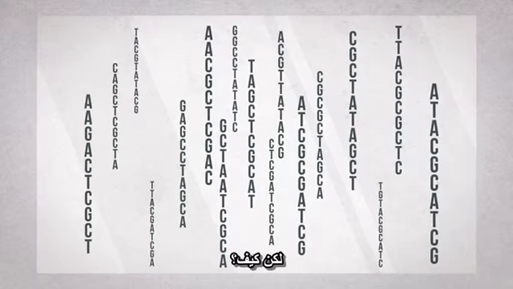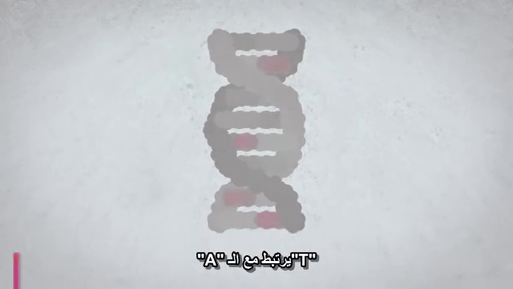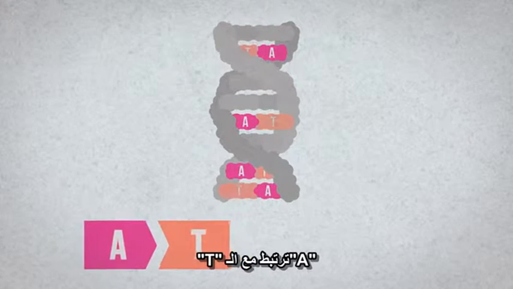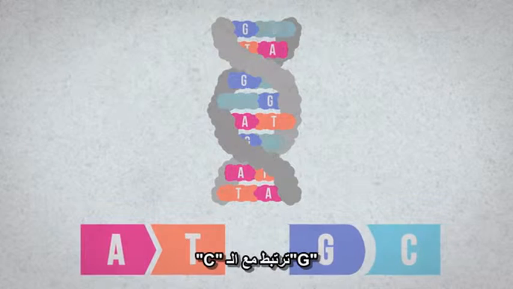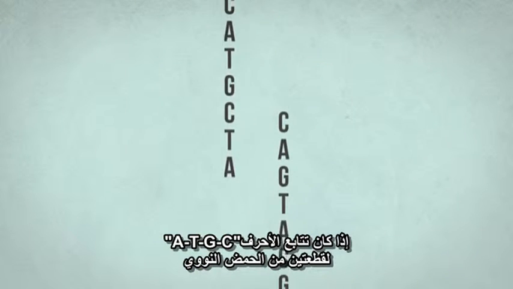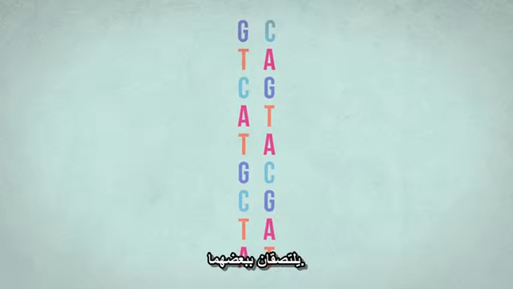But how? It's helpful to remember that DNA binds to other DNA if the sequences are the exact opposite of each other. A's bind to T's, and T's bind to A's. G's bind to C's, and C's to G's. If the A-T-G-C sequence of 2 pieces of DNA are exact opposites, they stick together.